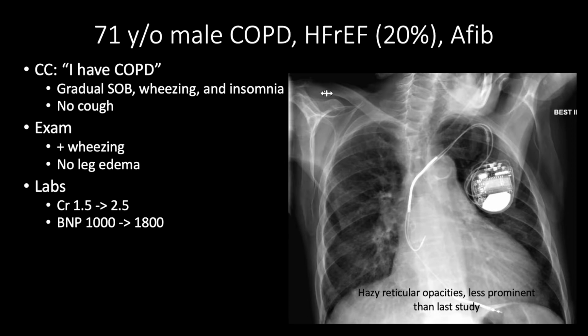And his labs are notable for a rising creatinine. He has an acute kidney injury, and his creatinine's jumped from 1.5 to 2.5. And his BNP is slightly elevated from the last time it was checked, rising from 1,000 to 1,800. The chest x-ray was read as hazy reticular opacities, less prominent than the last study. So maybe the chest x-ray is better than last time. It's hard to know exactly what the radiologist was getting at here. So the plan for this patient was let's treat him for COPD and hold the torsemide.